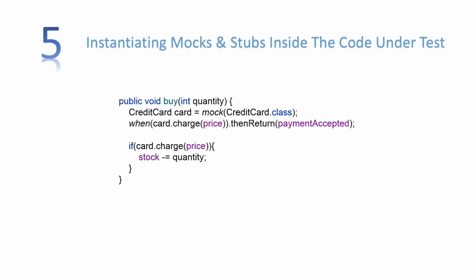So in this example here, we need a mock credit card, but we're actually creating the mock inside the method that we're testing, which means it can only ever be a mock. So there will never ever be any real credit card processing.